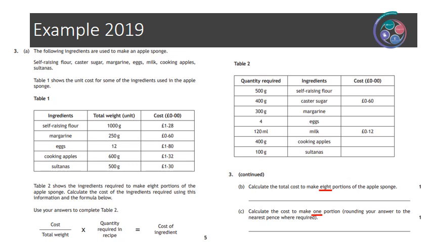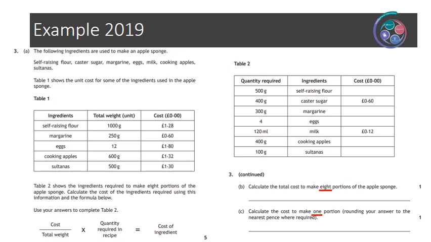Example from a 2019 paper. The following ingredients are used to make an apple sponge: self-raising flour, castor sugar, margarine, eggs, milk, cooking apples, sultanas. Table 1 shows the unit cost for some of the ingredients used in the apple sponge.